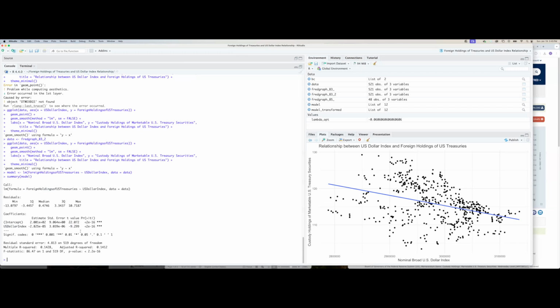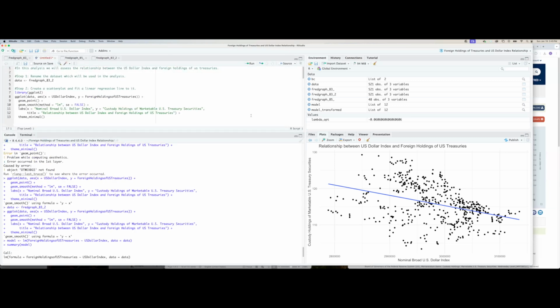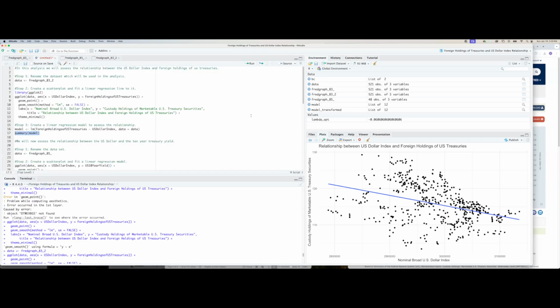So this tells us that there is indeed a negative relationship between those two variables, which may support my theory that as the dollar becomes stronger, foreign holders of US Treasuries may want to sell their Treasury holdings in order to have more dollars and support their local currencies against the strengthening of the dollar.